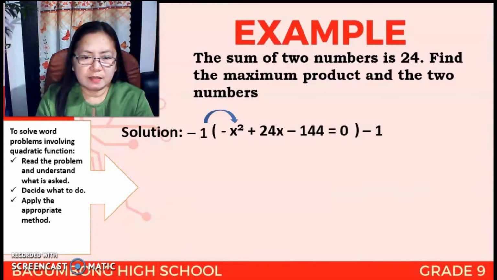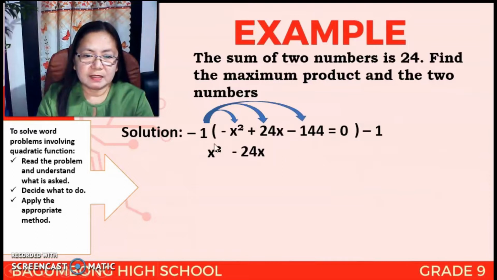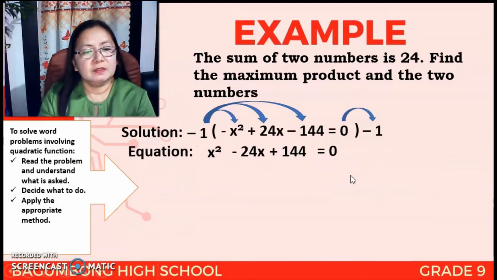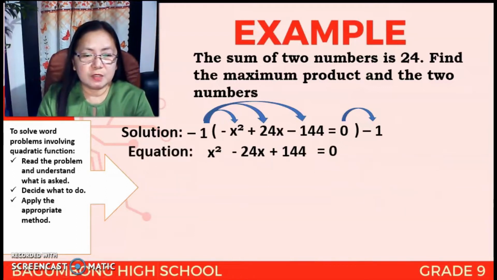So negative 1 times negative x squared is x squared. Negative 1 times 24x is negative 24x. Next, negative 1 times negative 144 is positive 144. Next, 0 times negative 1 is equal to 0. So, the resulting quadratic equation is x squared minus 24x plus 144 is equal to 0.